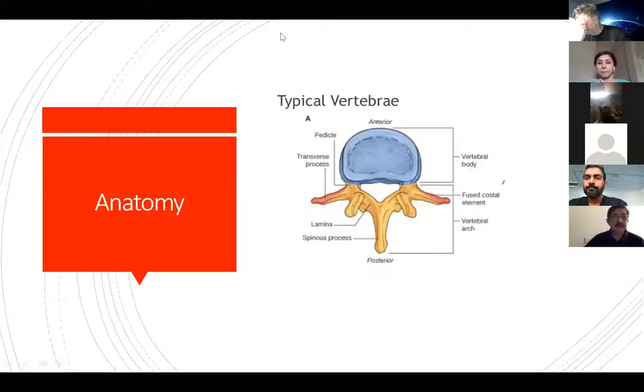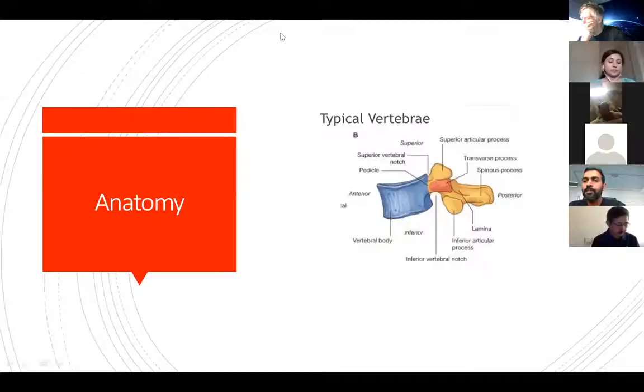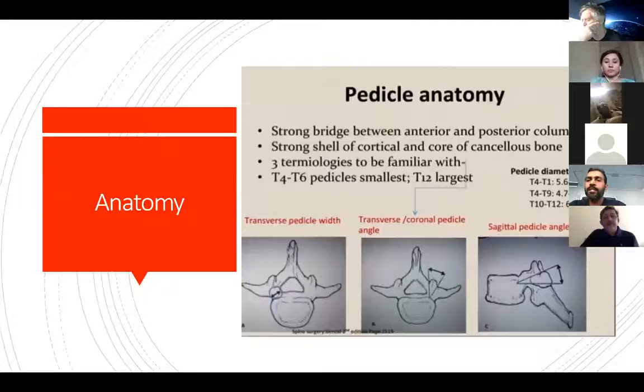The anatomy of a typical vertebra consists of the anterior column as well as the posterior column. The anterior column consists of the vertebral body, which is connected by a pedicle to the spinous process and then the lamina. From the lateral view, we have the vertebral body at the front and then the transverse process, the spinous process, and we can also appreciate the superior articular process as well as the inferior articular process. The pedicle is a strong bridge between the anterior and the posterior columns. It has a strong shell of cortical bone and a core of cancellous bone.